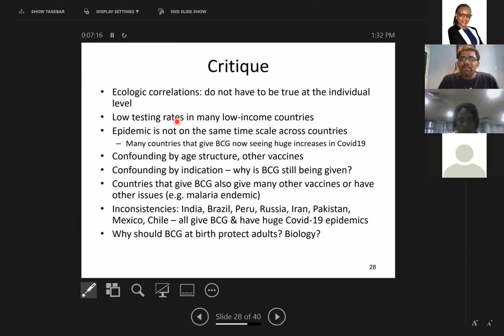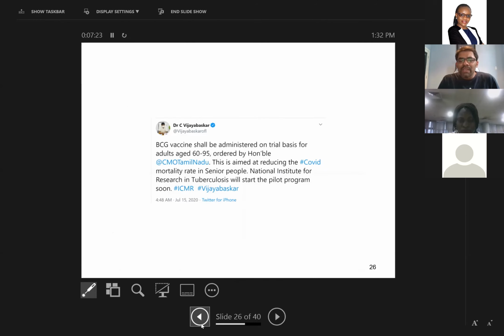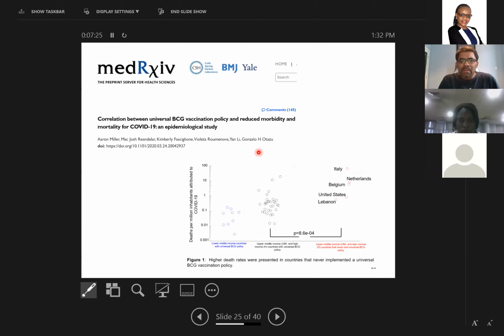And the epidemic is on a completely different time scale across countries. So when this was published, I believe this was in March or April. India may have been here, but India today is here. Brazil has gone there. So is Indonesia, so is Pakistan, so is Philippines, so is Peru, so is Argentina. The epidemic is exploding in many countries which have been giving BCG now for many years. So what was true 3 months ago in this pandemic is simply not true today.